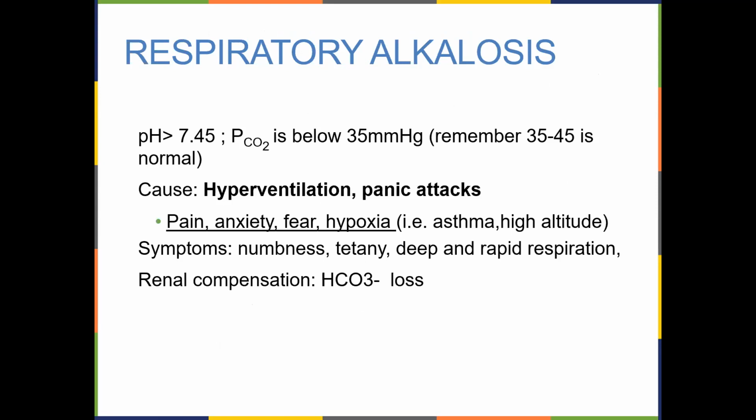Respiratory alkalosis: your pH is above 7.45 and your CO2 is below 35. Remember, the range for CO2 is 35 to 45. If it's above 45, your pH is going to be down. If it's below 35, your pH is going to be up. Remember, up is alkaline, down is acidic. So if you are in alkalosis, your pH is above 7.45 and your CO2 is down.